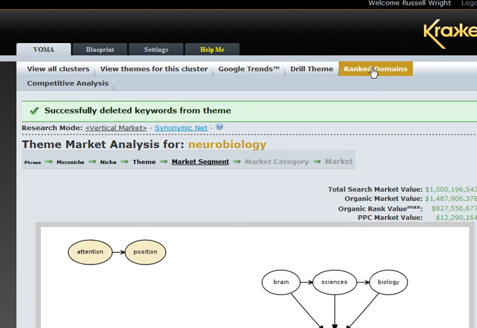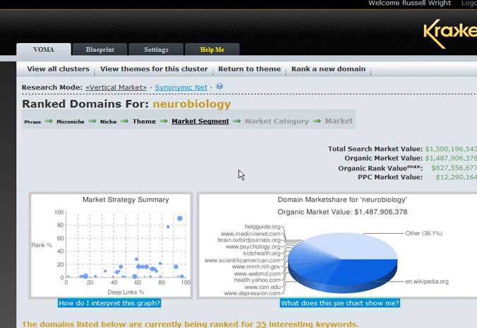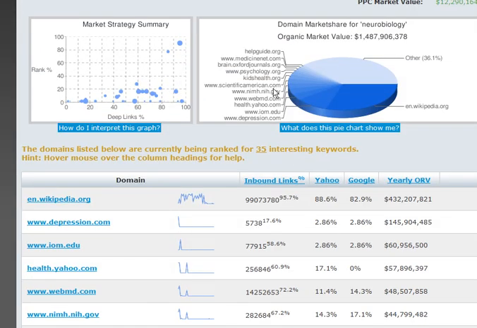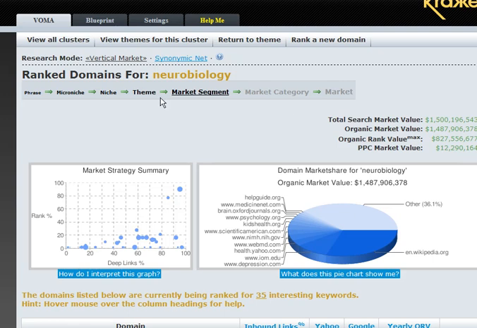Now we're going to go to the ranked domains. Click on ranked domains. I always like to show you how the .edu and educational keywords are so covered and spackling all over the market strategy summary, and how all the .orgs and .edus start to dominate. Okay, we'll go back to the view themes for this cluster.